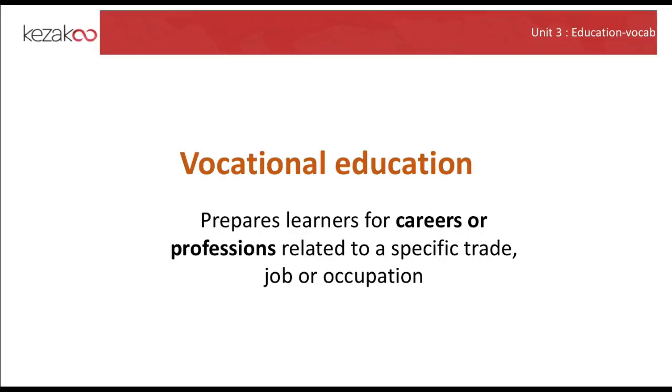And now we're going to be more specific about a type of education that is called a vocational education, and it means an education that prepares the learners for careers or for professions that are related to a specific trade, job, or occupation. So vocational education is meant for people who are willing to have a professional career right after the degree that they are going to be receiving.